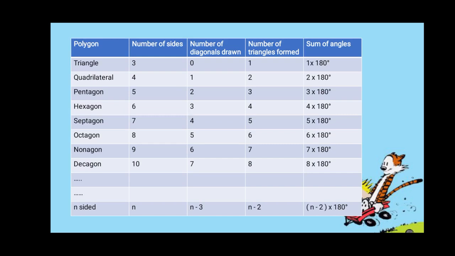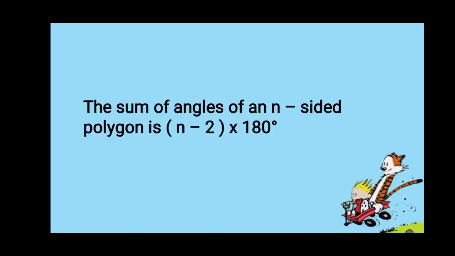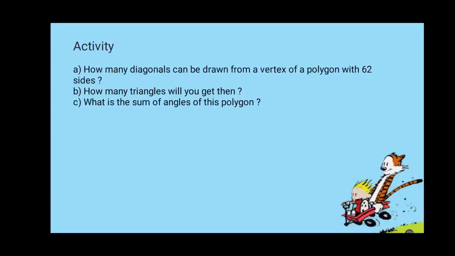In the case of a pentagon, the number of triangles formed is 3. In the case of septagon, it is 5. Take a look. Number of sides minus 2 will give the number of triangles. So, for an n-sided polygon, the number of triangles formed is n minus 2. Hence, the sum of angles is (n minus 2) into 180 degree. From careful observation, we obtain that the sum of angles of an n-sided polygon is (n minus 2) into 180 degree.